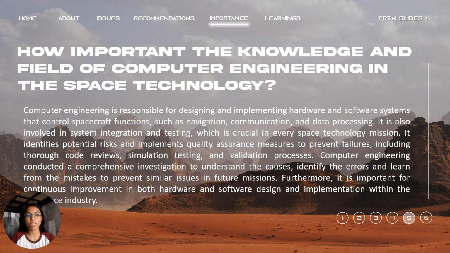It identifies potential risks and implements quality assurance measures to prevent failures, including thorough code reviews, simulation testing, and validation processes. Also, computer engineering conducts a comprehensive investigation to understand the causes, identify the errors, and learn from the mistakes to prevent similar issues in future missions. Furthermore, it is important for continuous improvement in both hardware and software design and implementation within the aerospace industry.